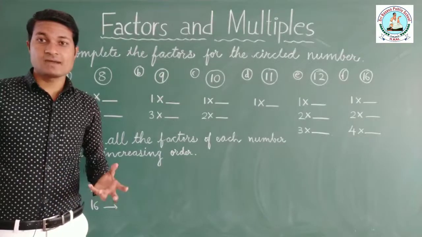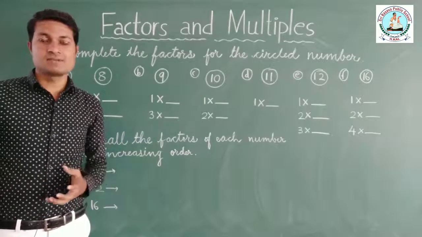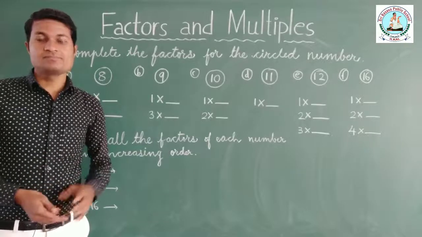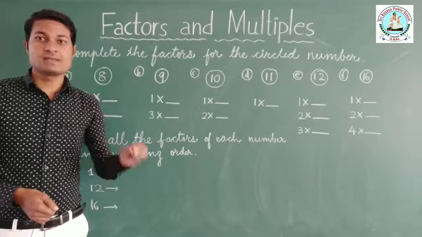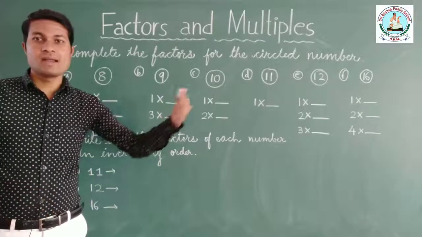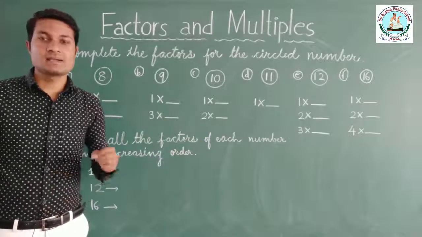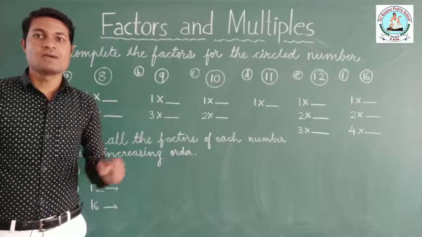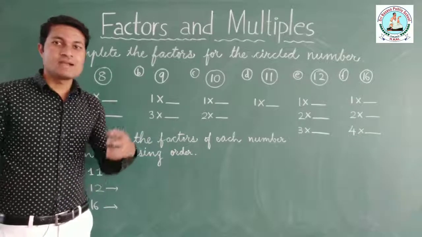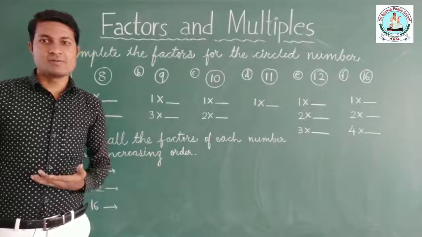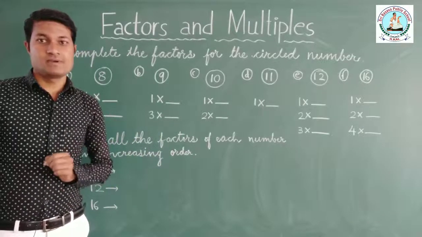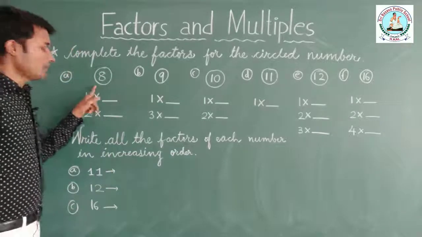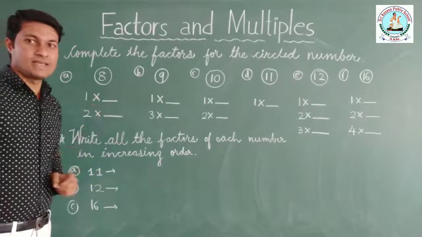So what do you mean by factors? Factors are numbers that, when you multiply them, give you a number. Or else a factor is a number that will divide another number exactly, or a factor is an exact divisor of a given number. And factors can be easily found by expressing the given number as a product. So right now your first circled number is 8.